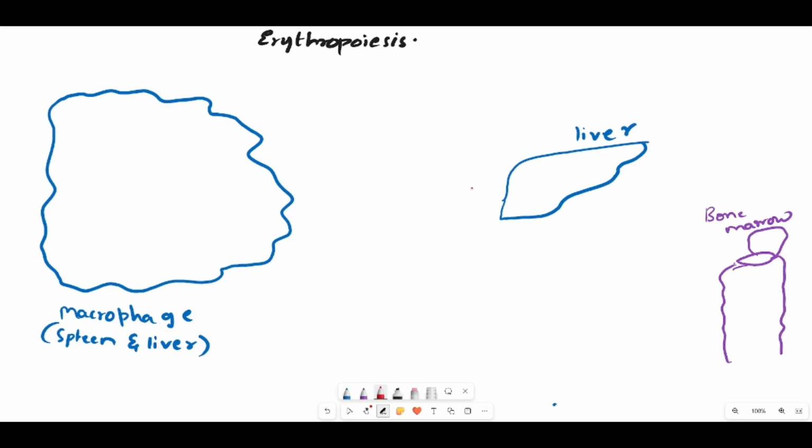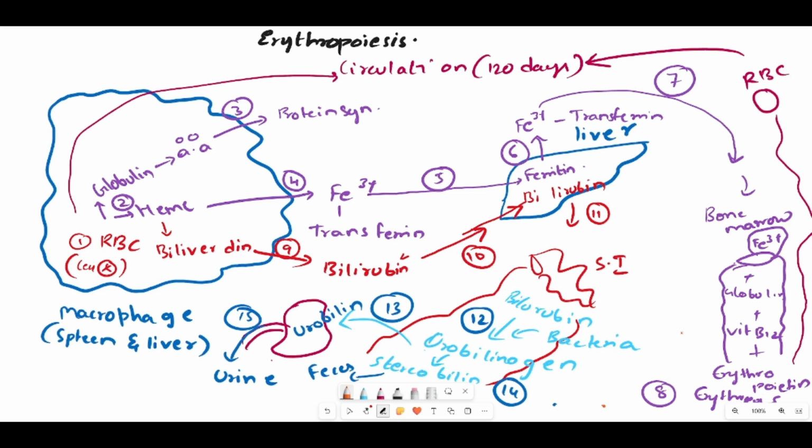Consider three parts here. This one is the macrophage, this part is the liver, and this part is the bone marrow. So this is the complete diagram of erythropoiesis. Let me just explain it to you very clearly.